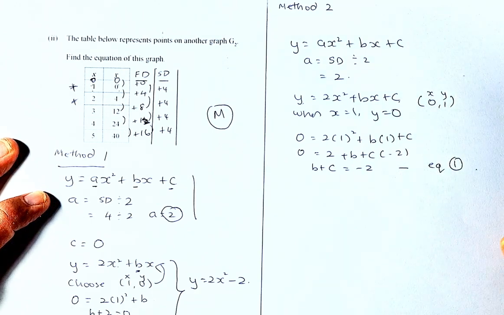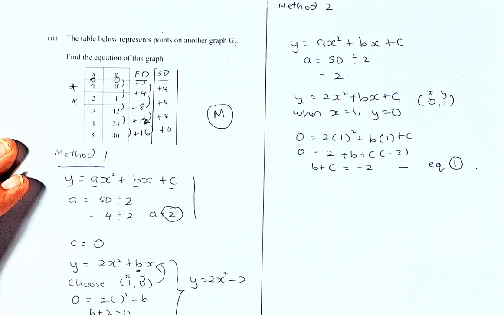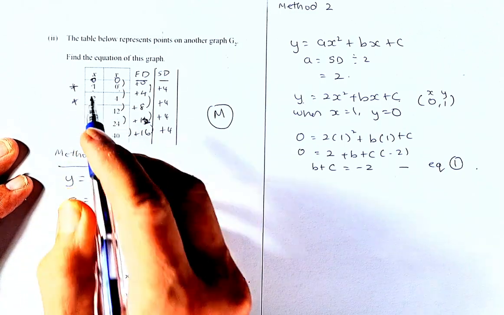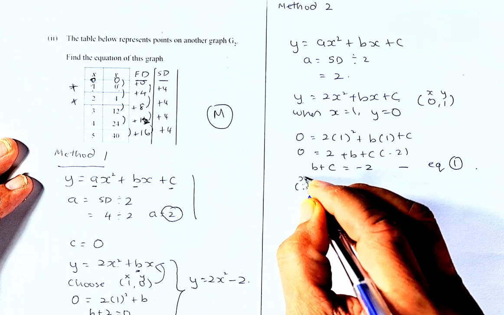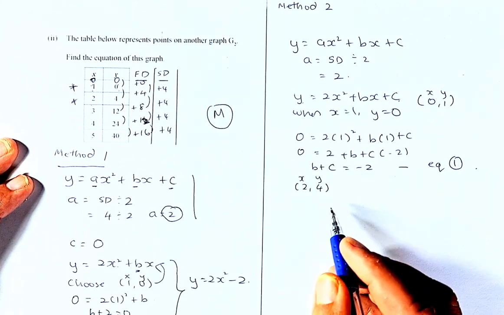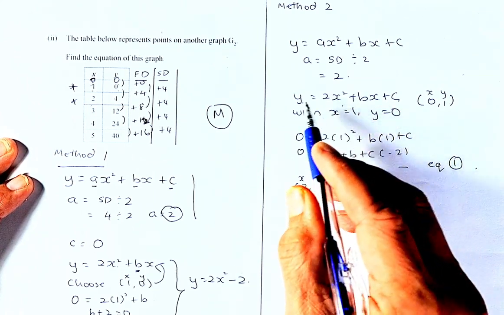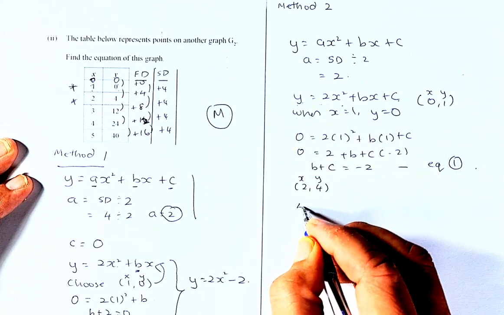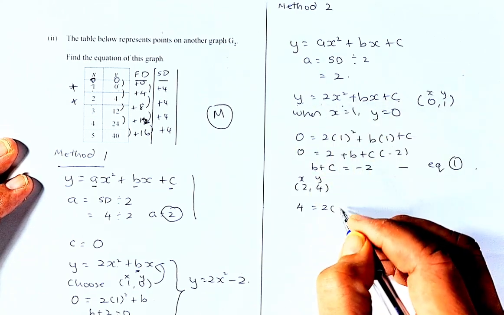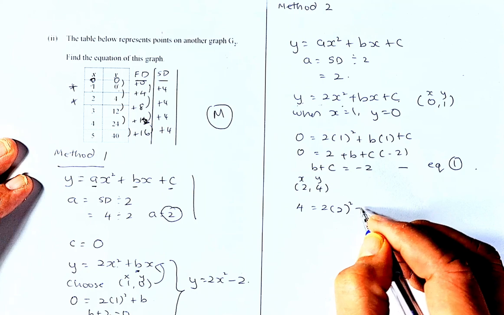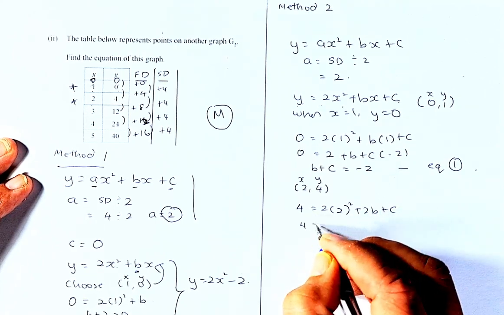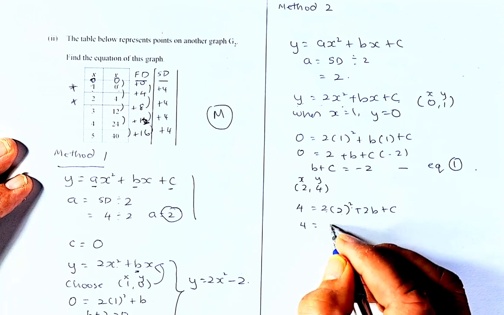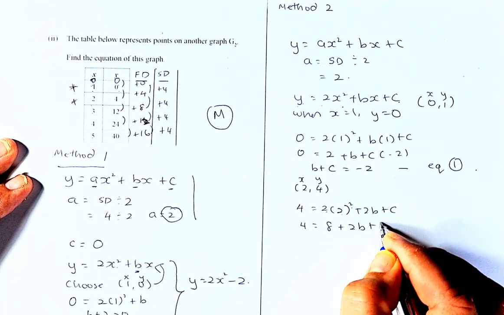Okay? And of course, for the second equation, because there are 2 unknowns, you need to have 2 equations. We're going to choose another point. The easiest is (2, 4). X is 2, y is 4. So we're going to substitute back into the original equation. So 4 equals 2 times 2 squared plus 2b plus c. So expand this: 4 equals 2 squared is 4, 4 times 2 is 8, plus 2b plus c.